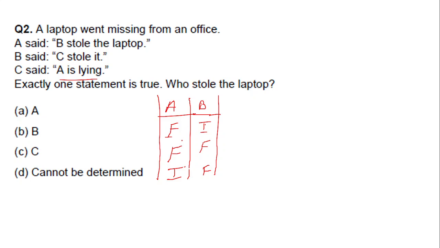Here, what it means, A can be thief or even B can be thief, which is not possible in this case. We don't have an option like A or B. So we can directly go with cannot be determined, because twice we got a single true statement. In case of A, when we assumed A is thief or when we assumed B is thief, both cases we got only one true statement. So we will go with cannot be determined.